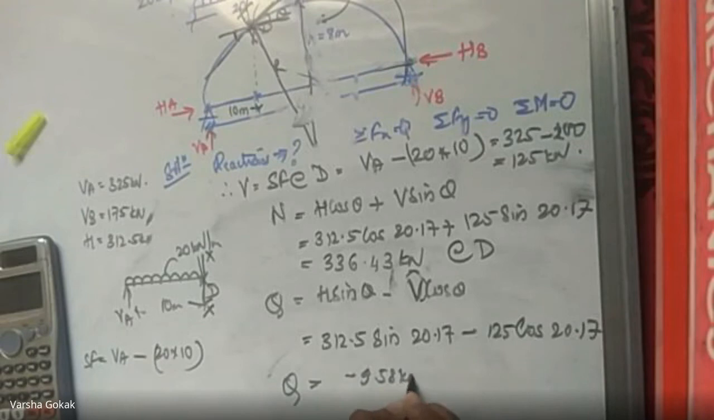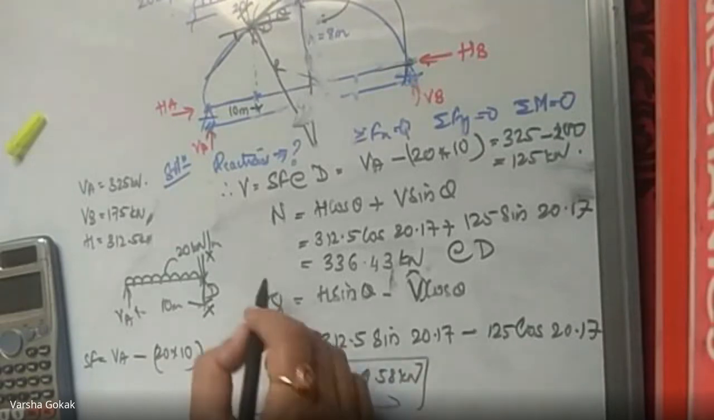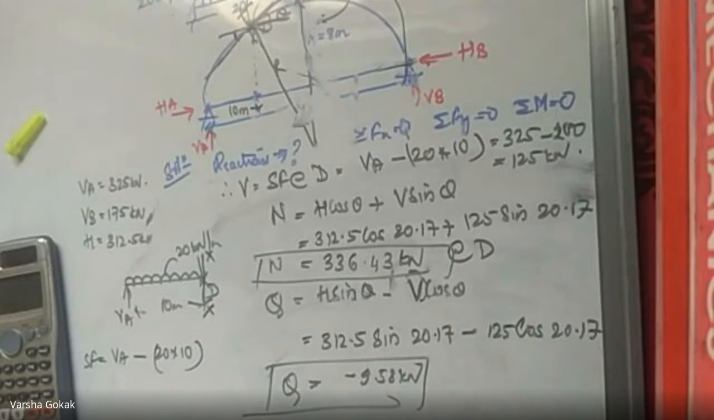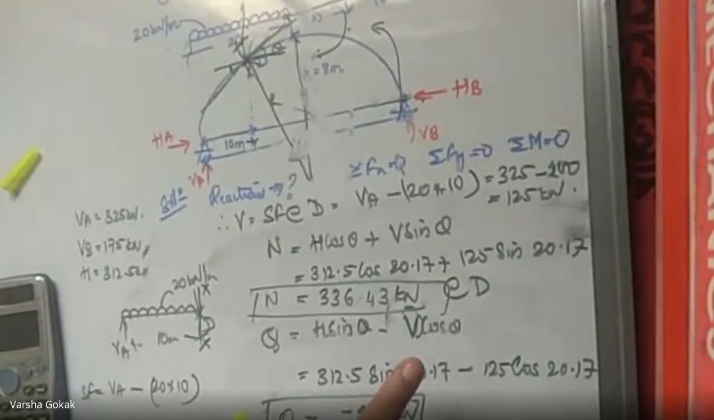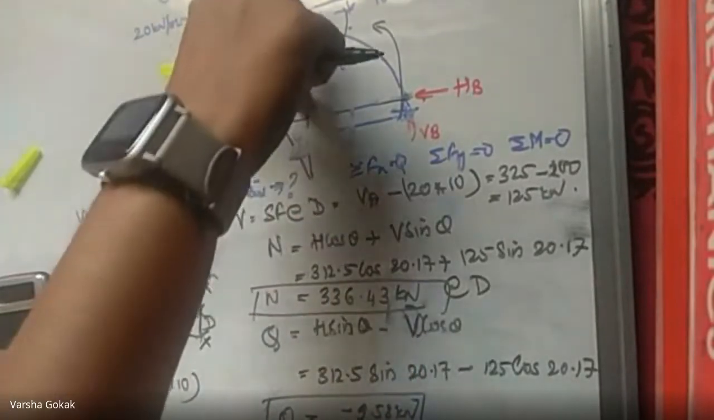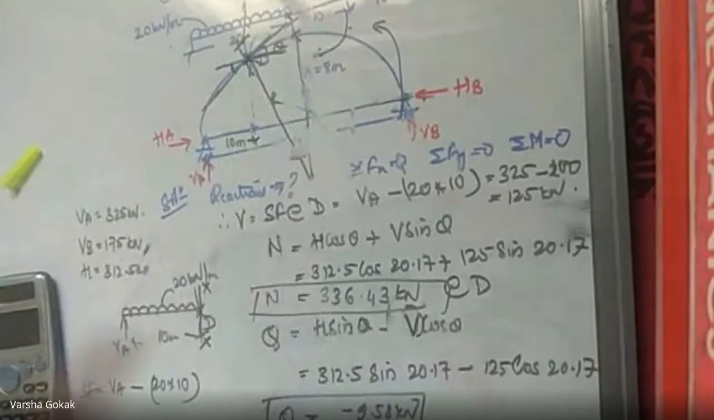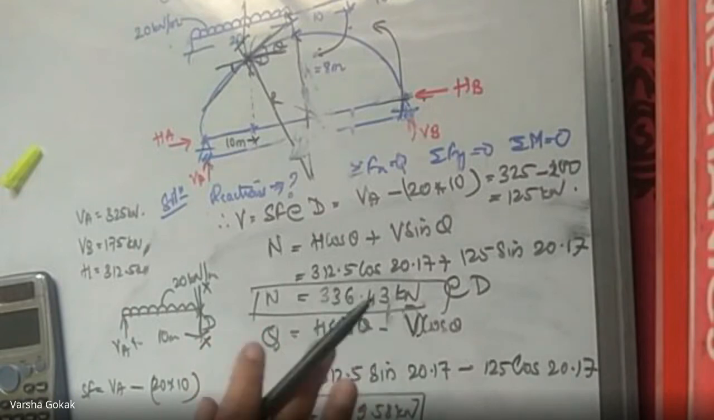Ma'am, minus 9.582. Minus 9.58 kilonewtons. This is your Q and this is your N. Any doubt with circular arch? In circular arches, only one equation is very important. That is h into (2r minus h) will be equal to (L by 2) into (L by 2), to get the value of r. Once you get the value of r, then everything else will remain the same. Not much change is there here.